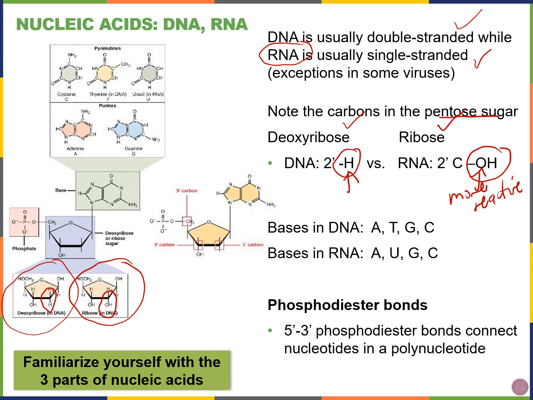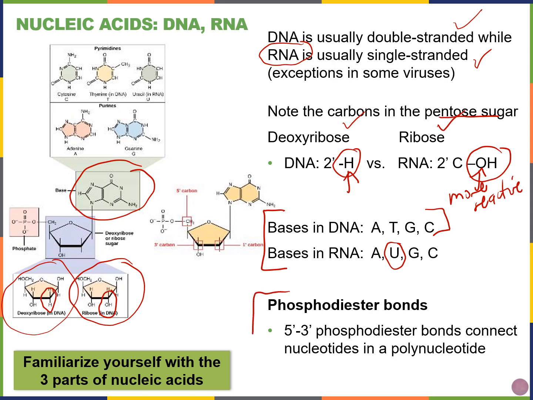If I look at the nitrogenous bases, there are also differences here. In DNA, we have adenine, thymine, guanine, and cytosine, whereas in RNA, there is no thymine. Instead, we'll find uracil.